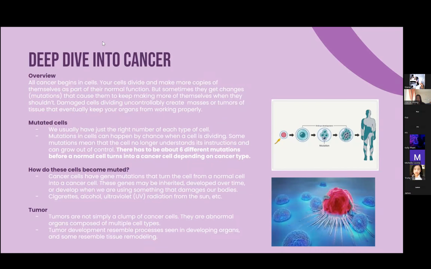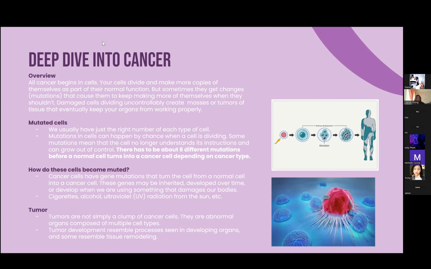Mutations in cells can happen by chance when a cell is dividing. Some mutations mean that the cell is no longer understanding its instructions and can grow out of control. There has to be about 6 different mutations before a normal cell turns into a cancer cell, depending on different cancer types. So how do these cells become mutated? Cancer cells have gene mutations that turn the cell from a normal cell into a cancer cell. These genes may be inherited, developed over time, or developed when we are using something that damages our bodies, like cigarettes, alcohol, or ultraviolet radiation from the sun, and many more.